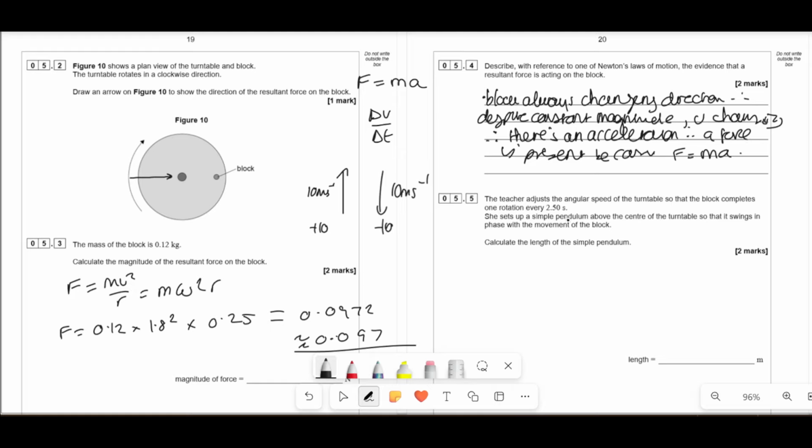So now it says the teacher adjusts the angular speed so that the block completes one rotation every 2.5 seconds. So now its angular speed is going to be 2 pi over 2.5. I'll work that out later. She sets up a simple pendulum above the center of the turntable so it swings in phase with the movement of the block. In phase means that they're both in the same sort of position, like that. The same phase means that every single time this is at its peak, this will also be at its peak. Fine. And it says, calculate the length of the pendulum.